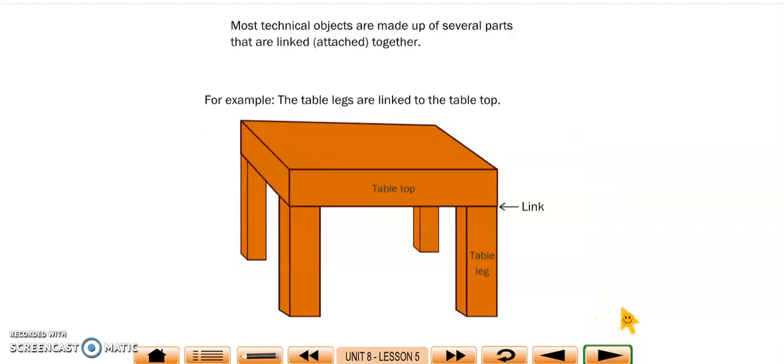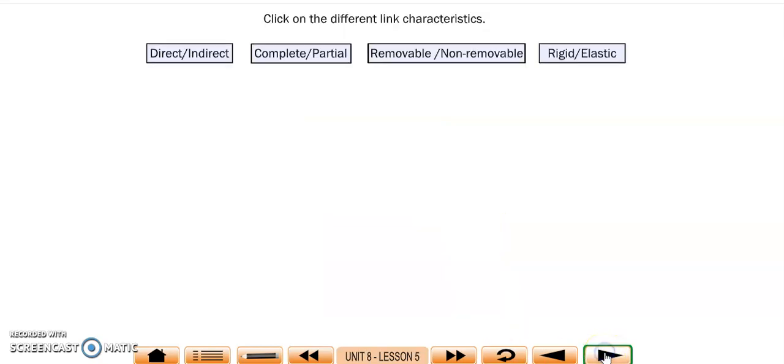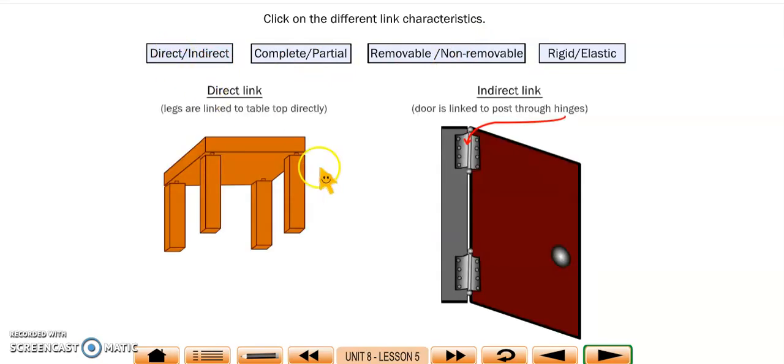Most technical objects are made up of several parts that are linked or attached together, like in this table, the table legs are linked to the table top. Let's see what happens next. So you have different types of characteristics that we looked at. The first one is called the direct versus indirect link.